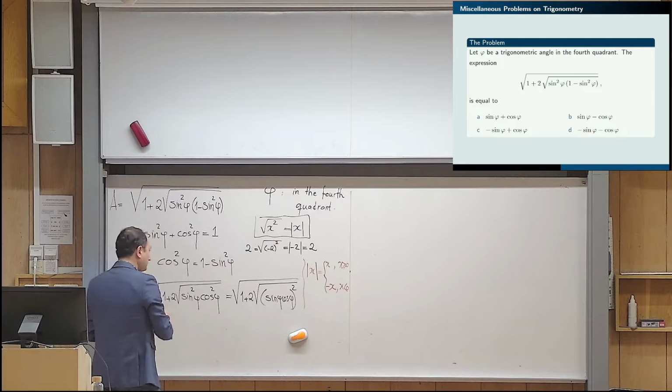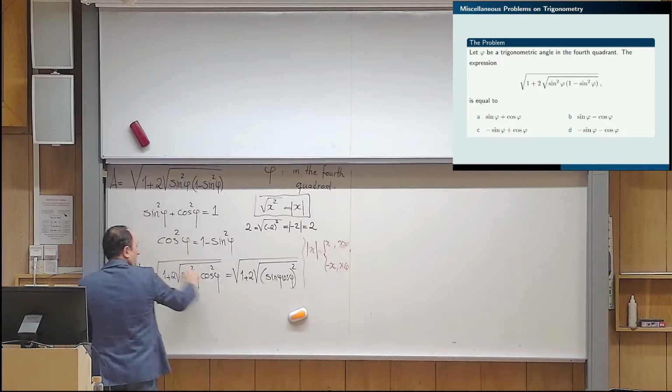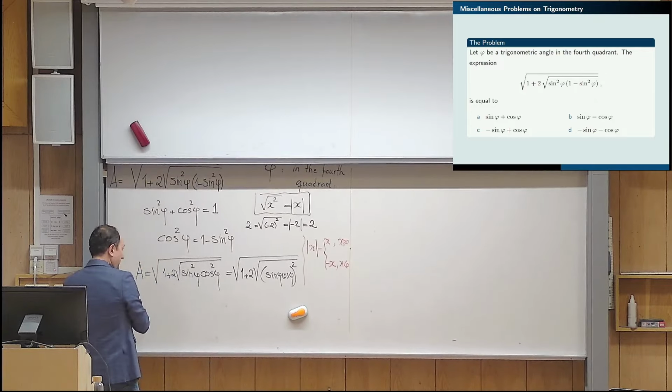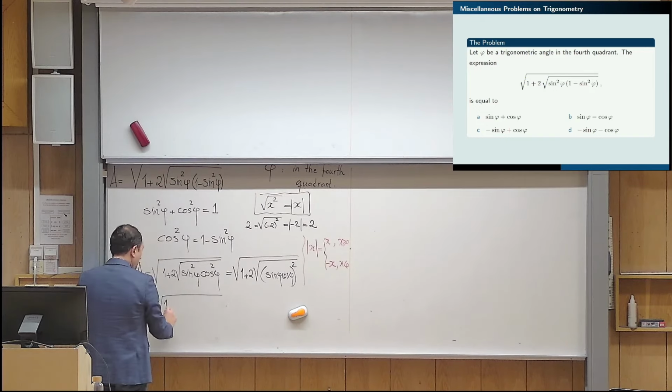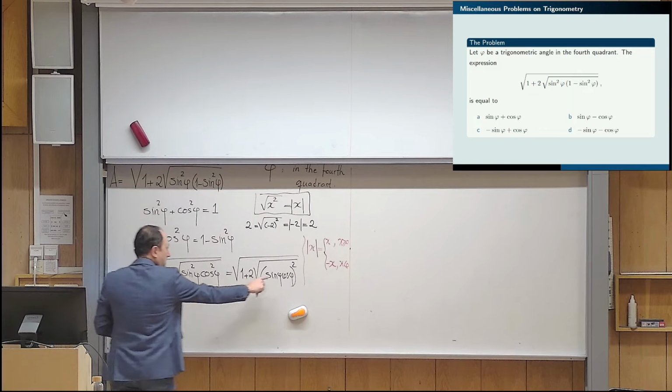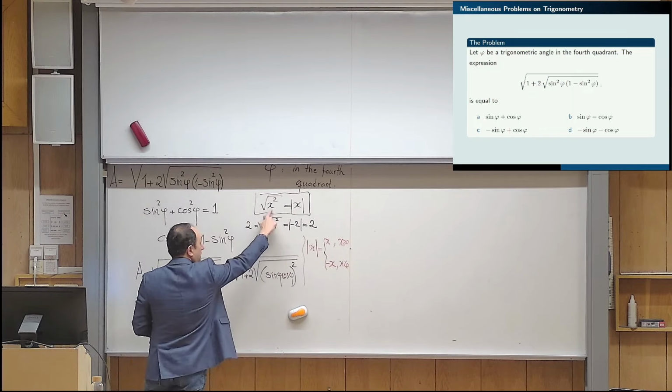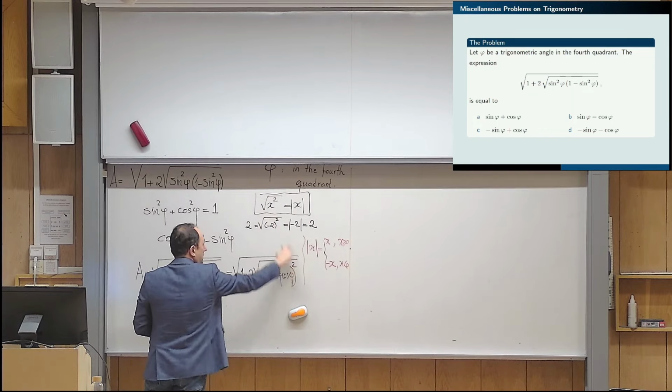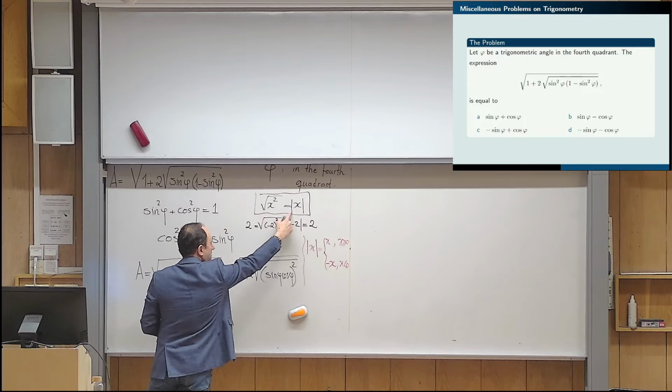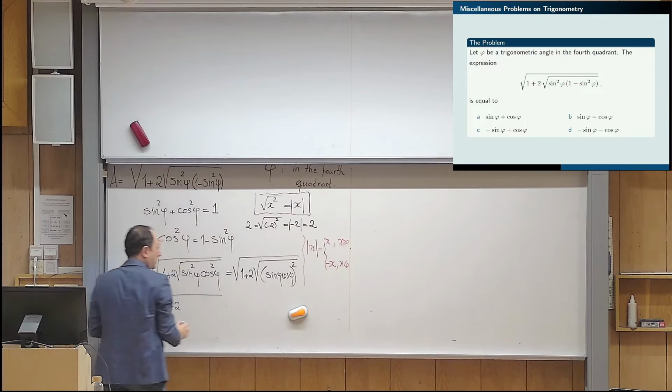Okay. So, if I want to continue this, this becomes square root of 1 plus 2. Instead, this will play the role of my x in that formula. This is power 2, so the answer is just the absolute value of sine phi cosine phi.